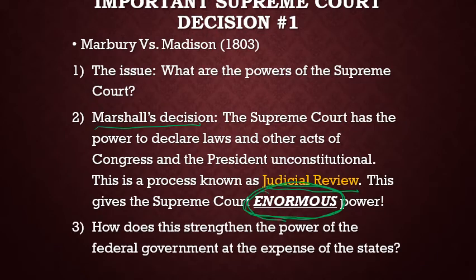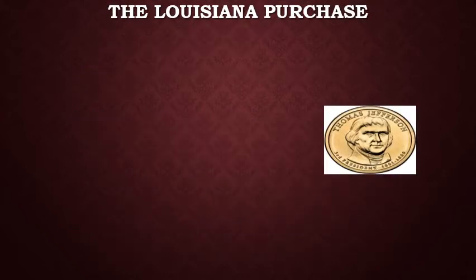And at the end of the day, this strengthens the power of the federal government at the expense of the states, because now the federal government has more power to tell people what laws are, to strike down state laws as unconstitutional, etc., giving the federal government a tremendous amount of power. All right, so hopefully that makes sense, and we'll move forward. All right.